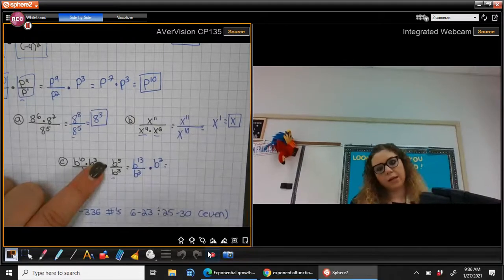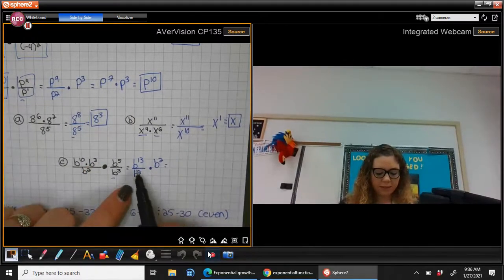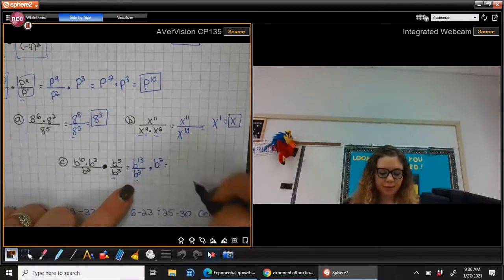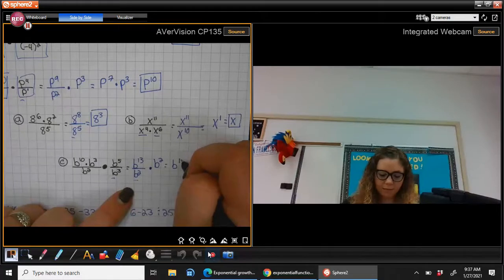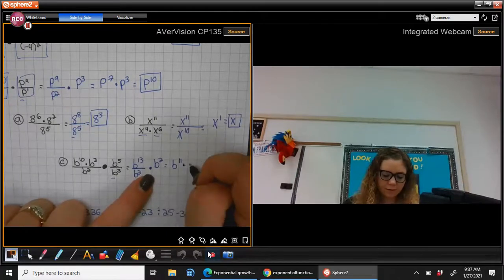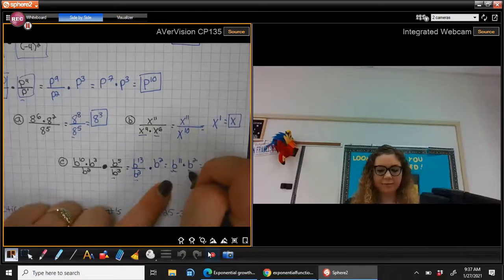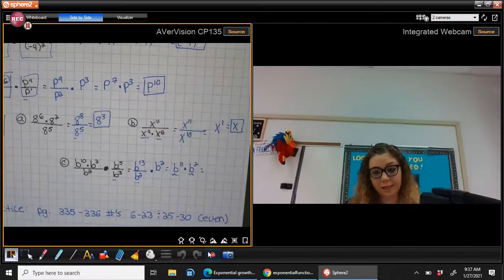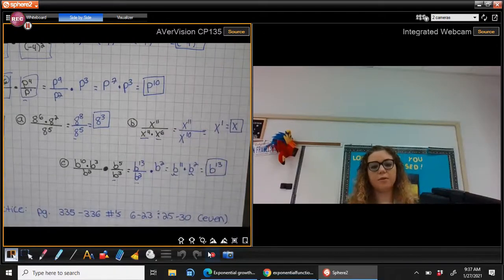Okay, now let's continue. My bases are the same, so I'm going to subtract my exponents. So 13 minus 2 is going to give me 11. Copy down the rest. Now I can combine this because bases are the same. So I'm going to add my exponents. 11 plus 2 is going to give me 13. And b to the 13th power is my answer.